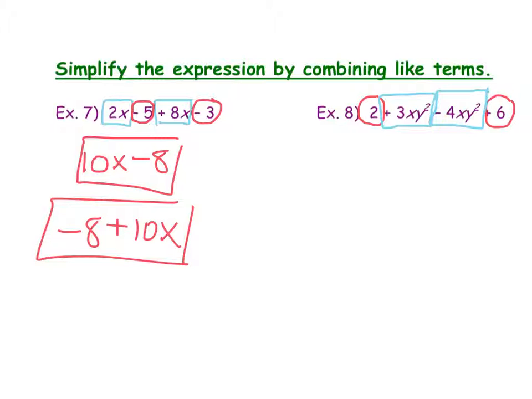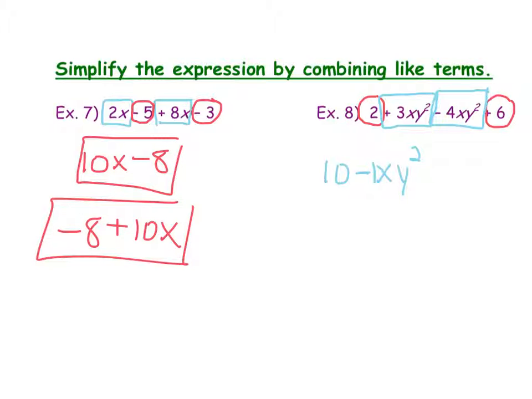So now I'm going to put everything together. 2 plus 6 makes 10. And then 3xy squared minus 4xy squared, you combine the coefficients and you leave the variables the same. So the variables will stay the same, xy squared, but 3 minus 4 is negative 1. Now you can write the negative 1 or you can just leave it off.